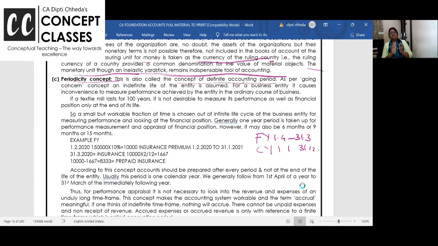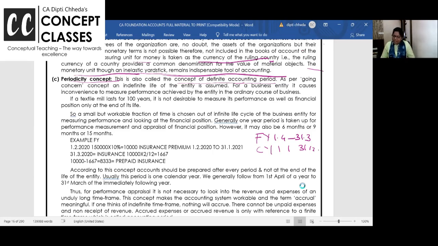See, if the accounting period is consistent, March to March, then you can compare. Last year your turnover was 60 lakhs. This time it is 86 lakhs. There's an increase in the turnover. You got it or not?